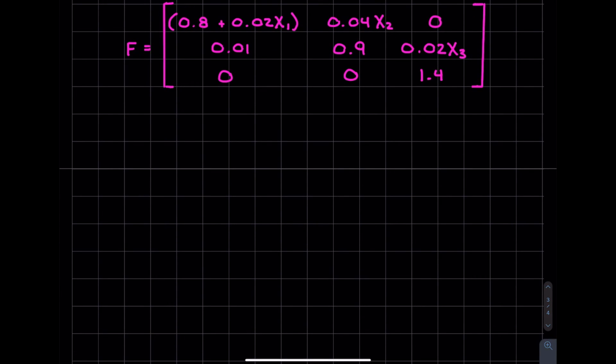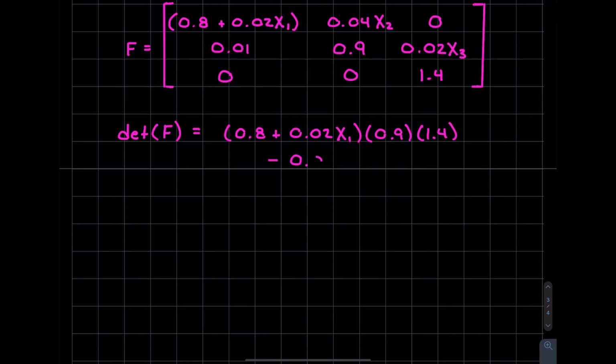So if I were to take the determinant of this now, I was about to say derivative. I'm so used to saying derivative now. If I were to go the determinant of F, we know that this is going to be 0.8 plus 0.02 x1 multiplied by 0.9 times 1.4. And then this is going to be minus 0.04 x2 multiplied by 0.01 times 1.4.